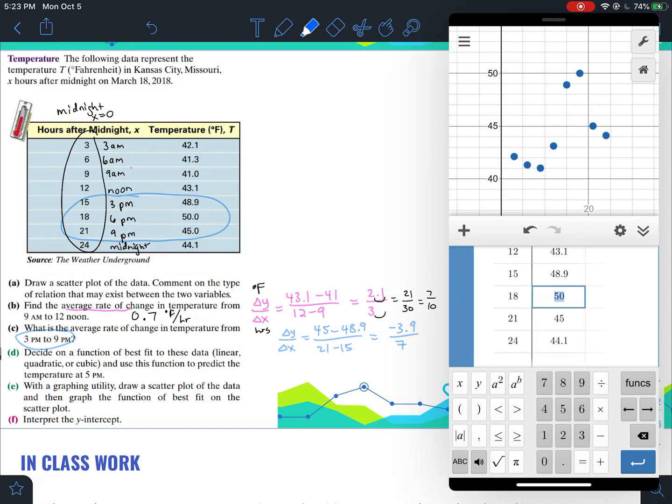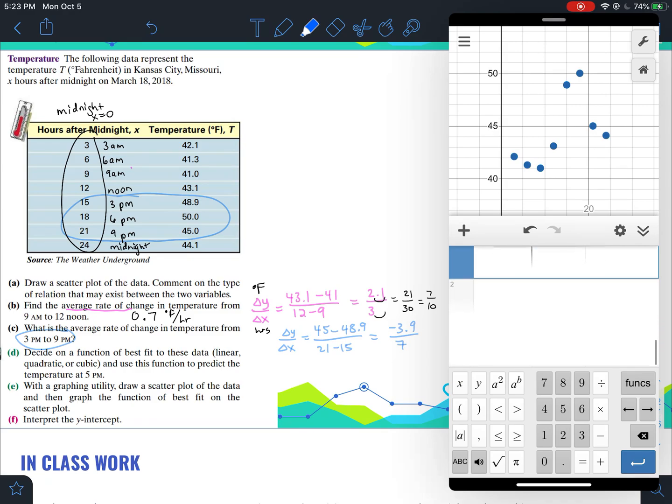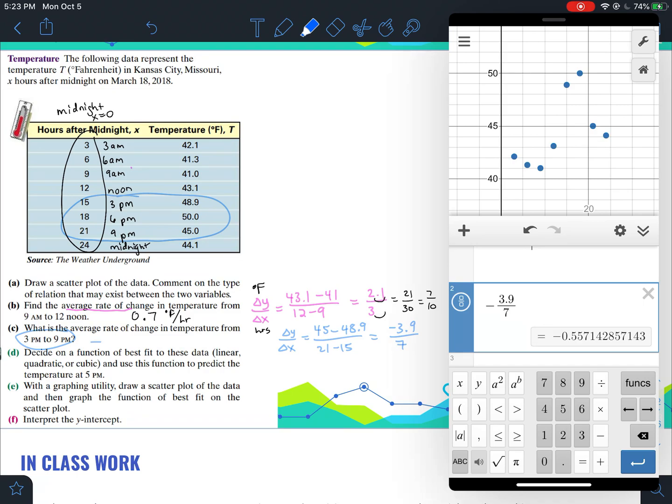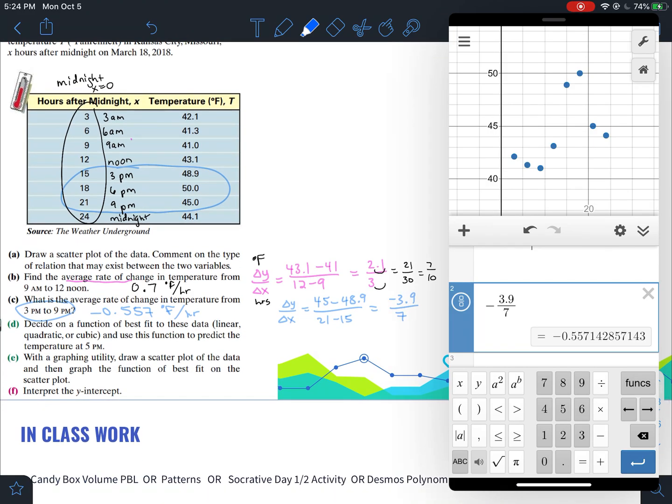I could leave it like that. So my slope would be negative 3.9 over 6. If I actually want to know exactly what that is, I take negative 3.9 divided by 6, and that means it's changing at negative 0.557 degrees Fahrenheit per hour. So from 3 p.m. to 9 p.m., my temperature was decreasing at about half a degree per hour.